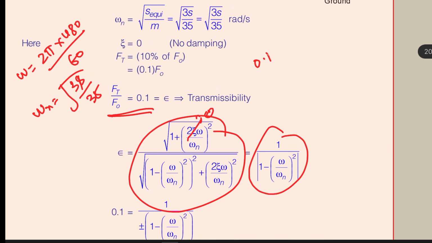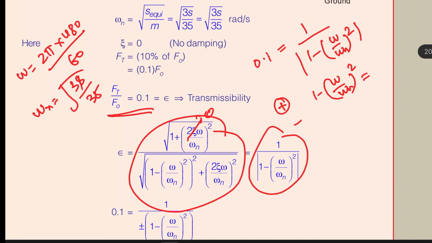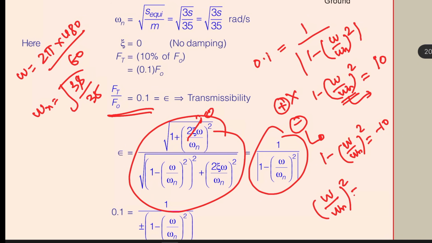So 0.1 is equal to 1 upon the modulus of 1 minus (omega upon omega n) whole square. There is a modulus, so we are going to assume plus as well as minus. Let's first assume plus. That gives me 1 minus (omega upon omega n) square is equal to 10, because this will come out as 1 by 0.1. This is going to give me (omega upon omega n) square as negative, which cannot be possible. So we are going to assume negative here also. That gives me 1 minus (omega upon omega n) whole square is equal to minus 10, and this gives me (omega upon omega n) square is equal to 11.